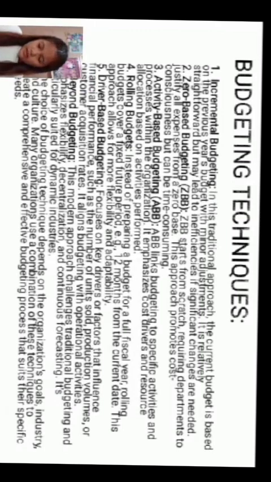So, the second is zero-based budgeting or ZBB. ZBB starts from scratch. It requires departments to justify all expenses from a zero base. This approach promotes cost consciousness but can be time consuming.